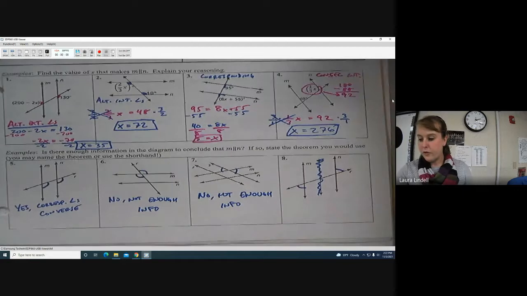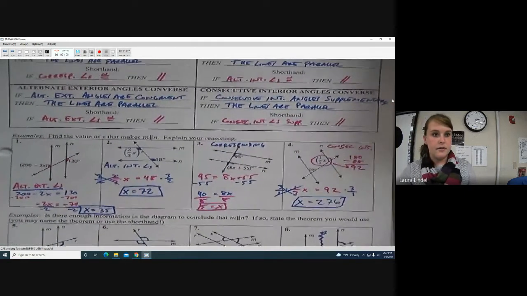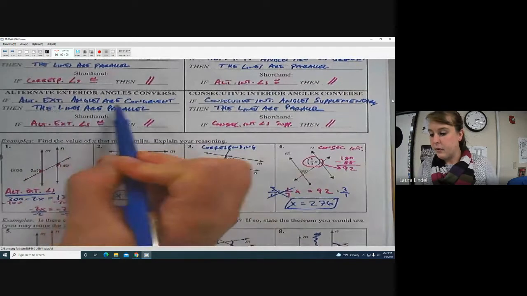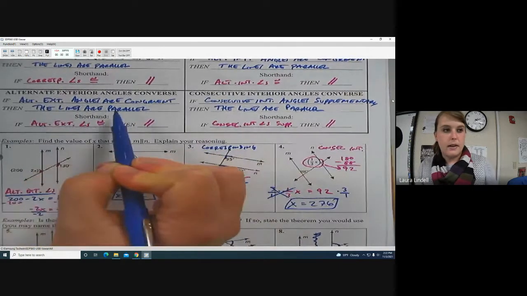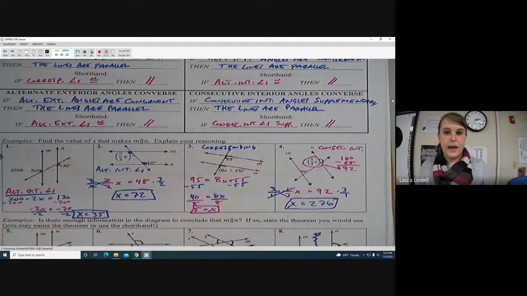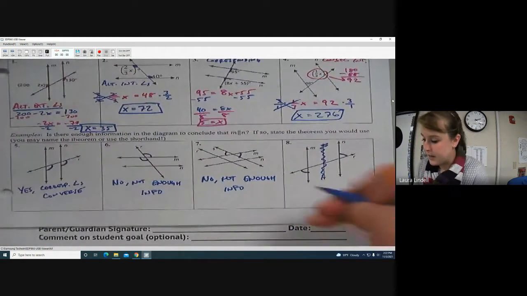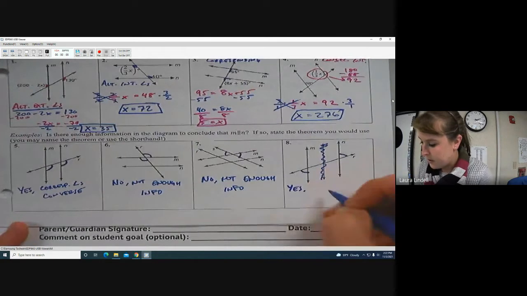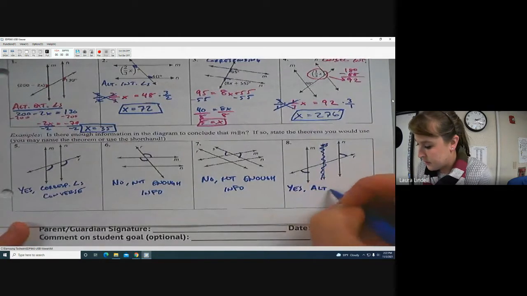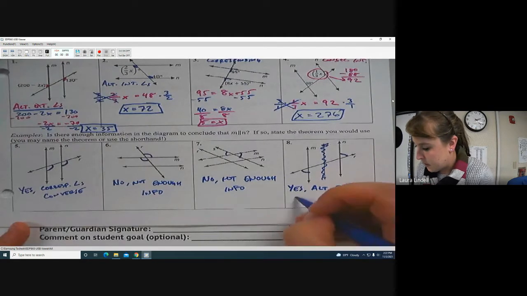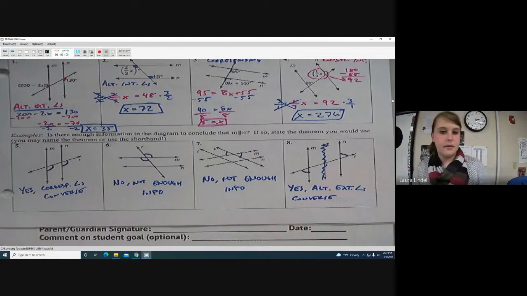And if we look at our alternate exterior angles converse theorem here, if alternate exterior angles are congruent, then the lines are parallel. That's exactly what we have. We have congruent alternate exteriors. So we would say yes, alternate exterior angles converse is the theorem that we used.